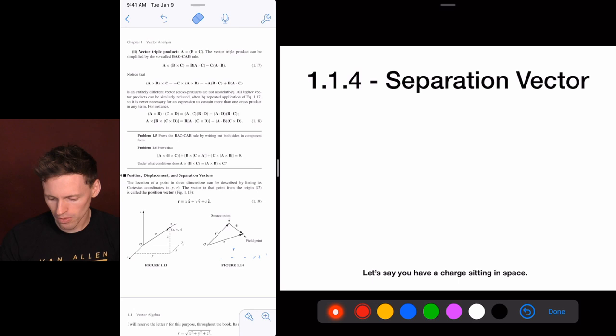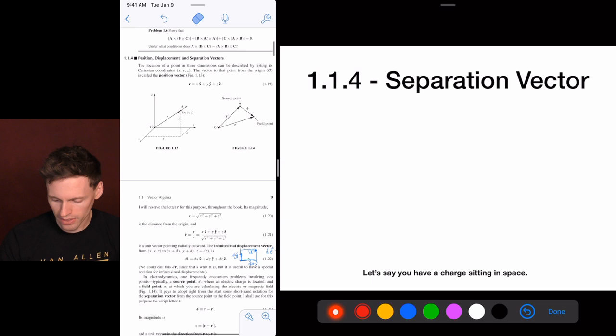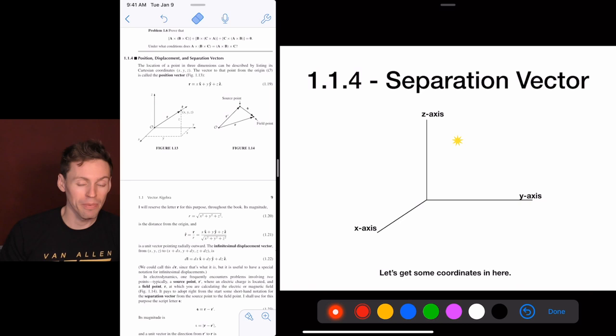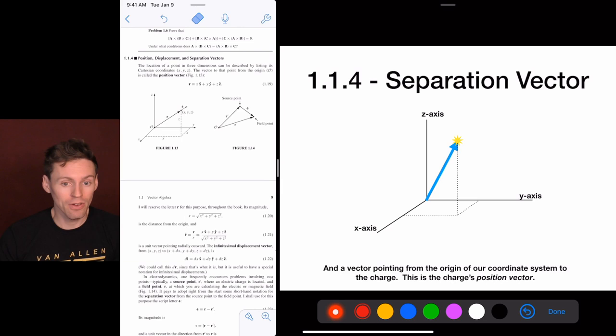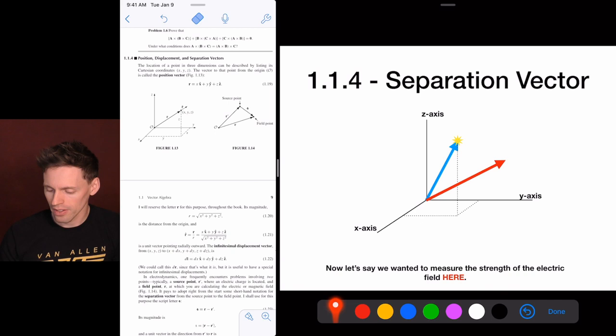So the next thing we're going to talk about here is the separation vector. This is notoriously confusing. Why is it confusing? I don't know. Everything's confusing. So let's say you have a charge sitting in space. What is our job in E&M? We want to calculate the field that this charge generates. Let's define where it is in some coordinate system. So our first thing we have to do is define a coordinate system and then say this charge is located at that vector r. Okay? So that's the position vector. So now let's say we want to say, well, what's the strength of the field out in this part? Okay?